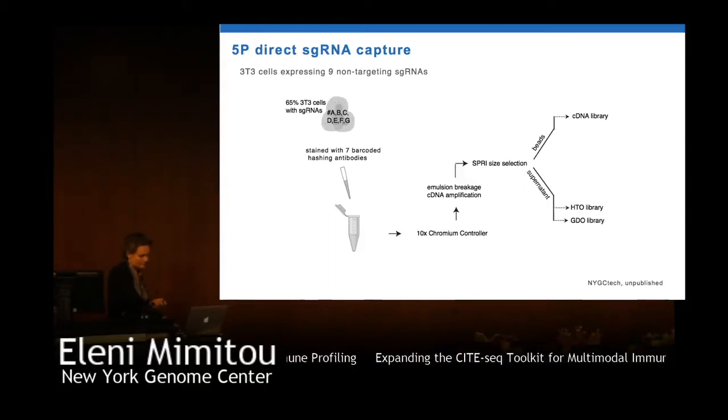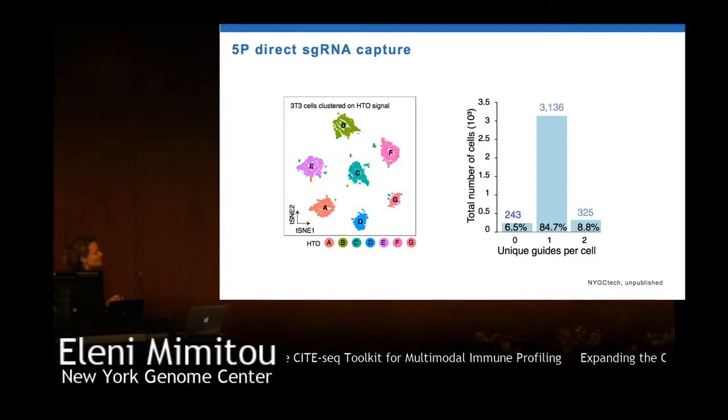Here I'm showing you clustering based on the HTO information. And you can see that we retrieve those 7 main groups, plus some smaller groups of the doublets that can be removed. And once we remove them, we know that we have single cells, and we can ask what are the capture rates for our guides.